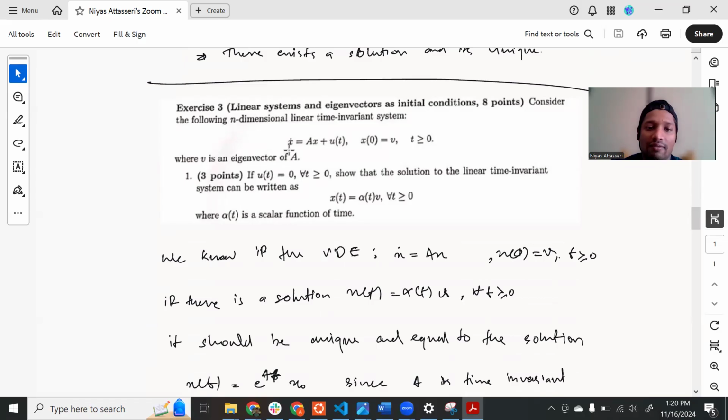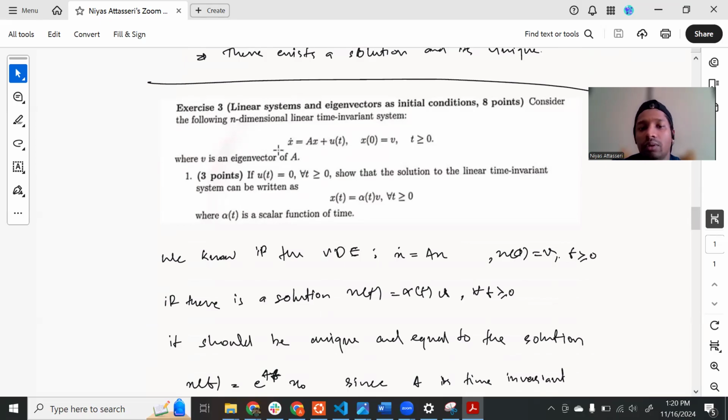Here we are given a differential equation x dot equal to A x plus u of t. We can observe that A is not a function of t, so it is a linear time invariant matrix. And the first question is when u of t equal to zero.